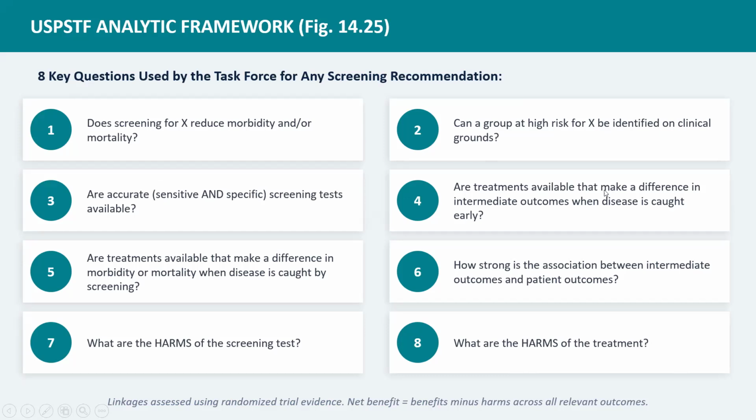Is there treatment available that makes a difference in the intermediate outcome when the disease is caught early? Are there treatments that make a difference in morbidity and mortality when the disease is caught by screening? How strong is the association between the intermediate outcome and the patient outcome? What are the harms of screening tests and what are the harms of treatment?